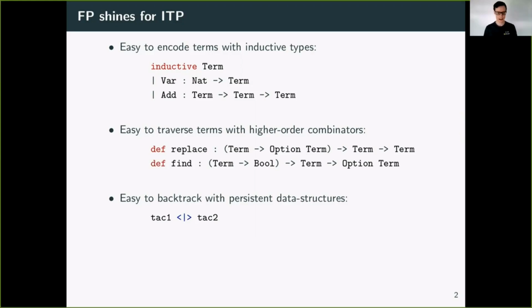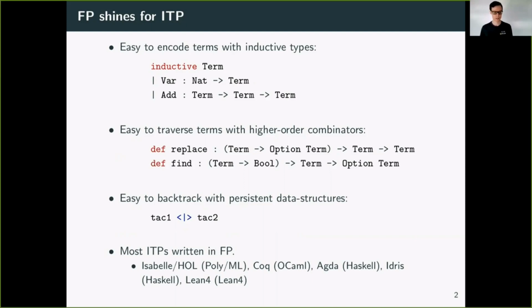And it's easy to backtrack using persistent data structures. So we can just snapshot the world, try tactic one in that world, and if it fails, in constant time and with no extra programming effort, we can just roll back the world to the snapshot before we started tactic one and then try the second tactic in it. And as we would expect, most interactive theorem provers are written in functional programming languages.